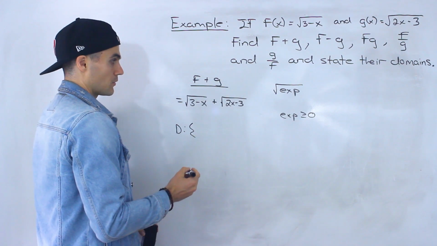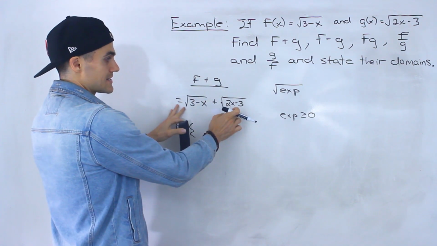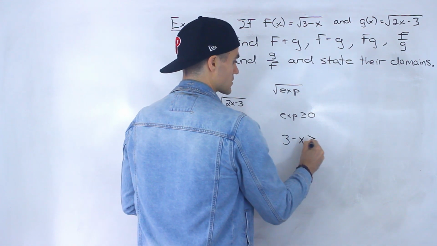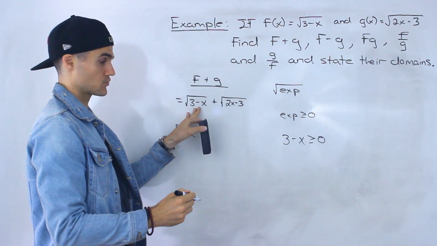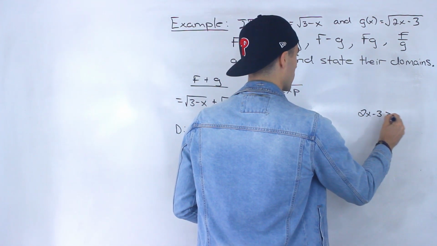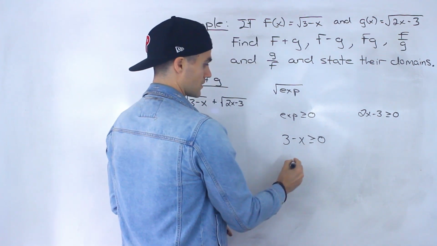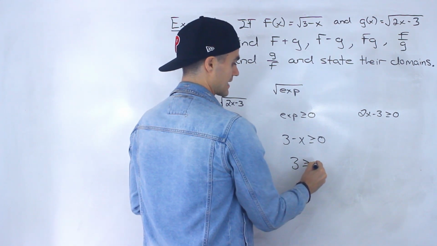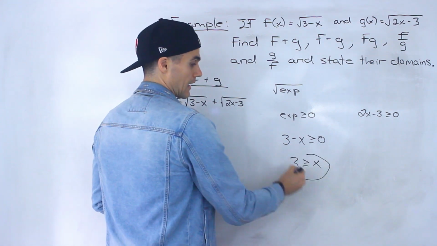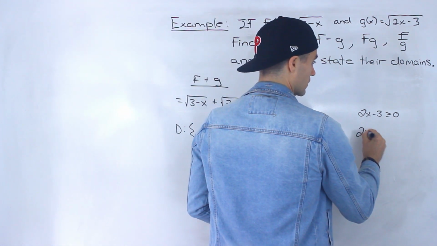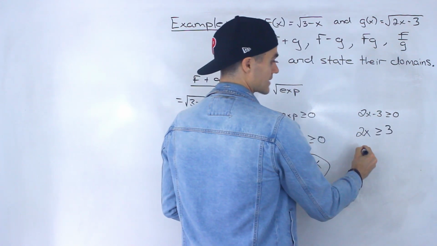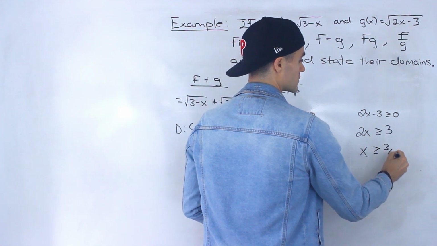So here what we have to do is take both of these separately and figure out when is 3 minus x greater than or equal to 0 for this square root, and then when is 2x minus 3 greater than or equal to 0. So notice here this is going to happen when x is less than or equal to 3. Right? We'll bring the negative x over. And then over here, we got 2x has to be greater than or equal to 3, and then x has to be greater than or equal to 3 over 2.